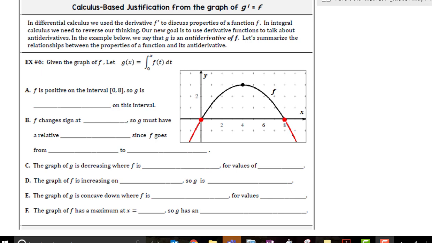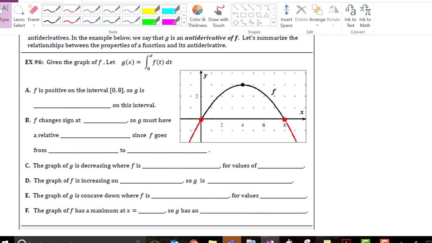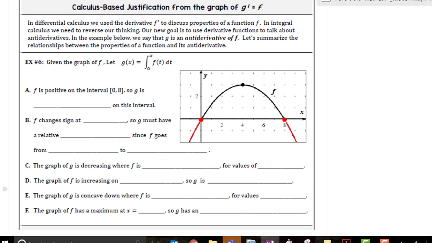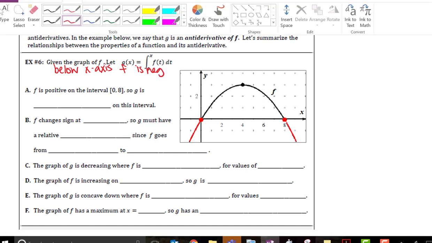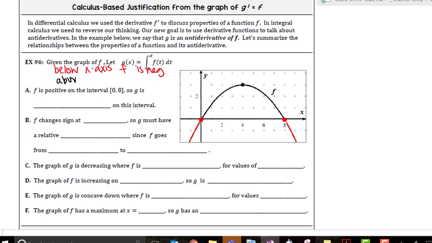We already can start defining a few things, right? We have these red intervals below the x-axis. So we can say below the x-axis, f is negative. We can also say that when we are above the x-axis, f is positive. So f is positive on the interval 0 to 8, so g is going to be increasing.